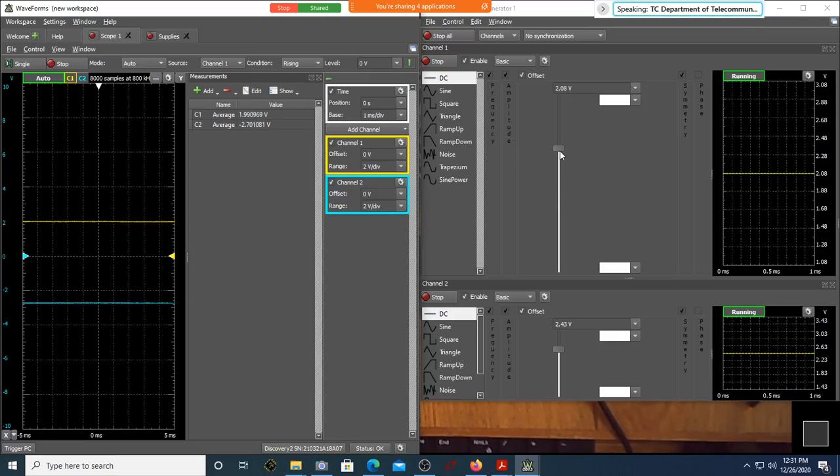So what I'll do, I'll make this more than 2.43. What should happen? This is V plus. What should happen? This V plus, if it is more than 2.43, what will happen?